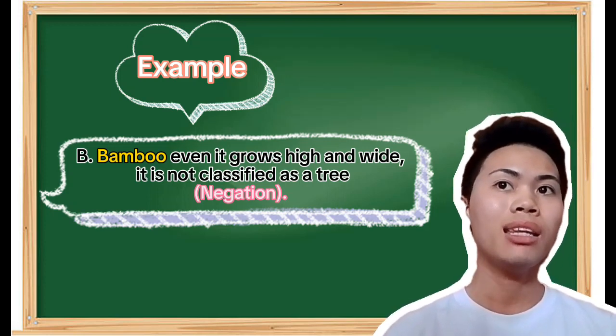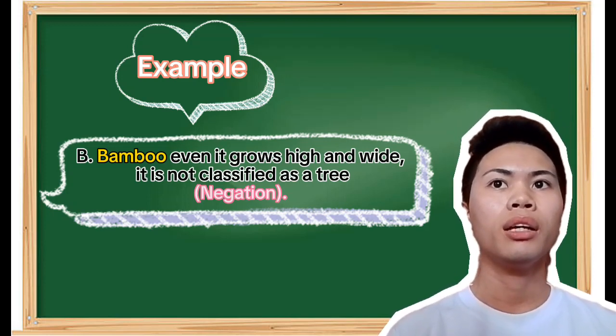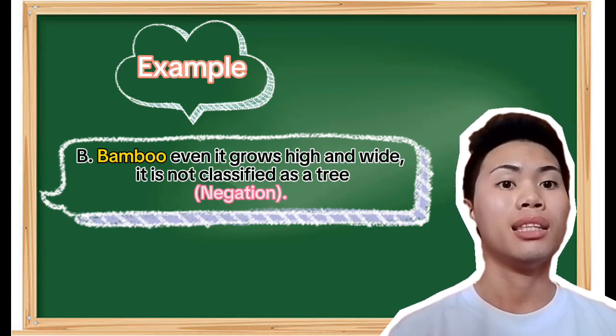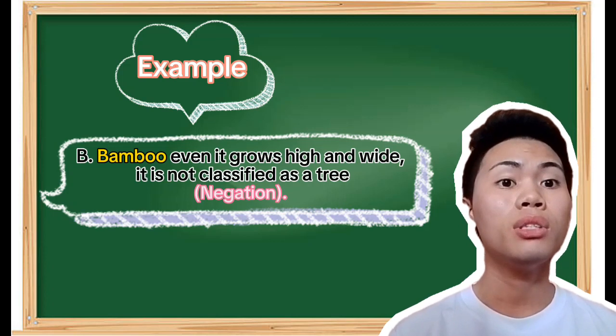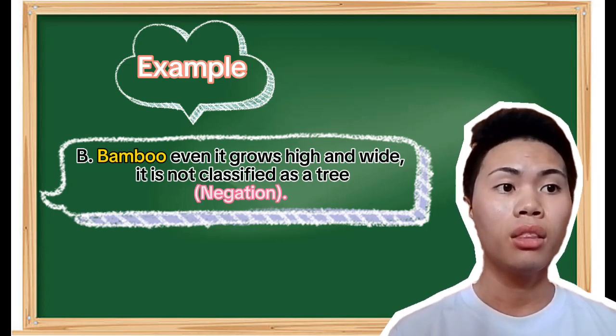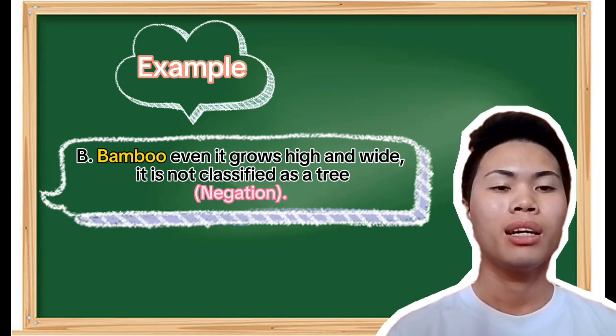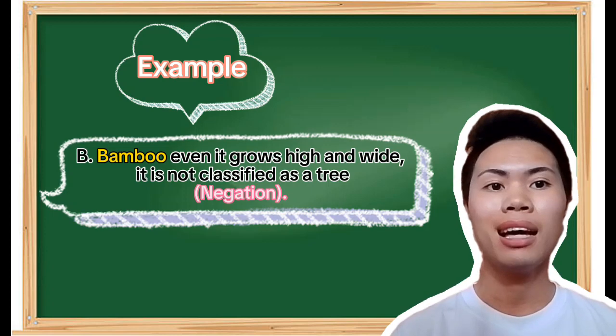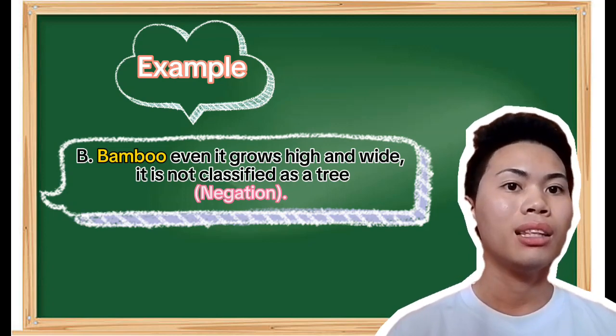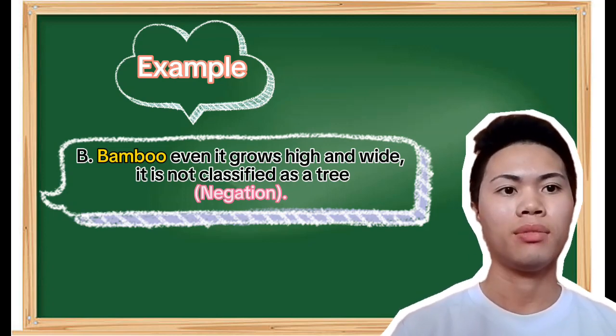So in negations, it gives the limitations of an idea or a concept. You are using the words not, no, never, none, cannot, without, isn't, doesn't, won't, and a lot more. A lot of words indicate negations.